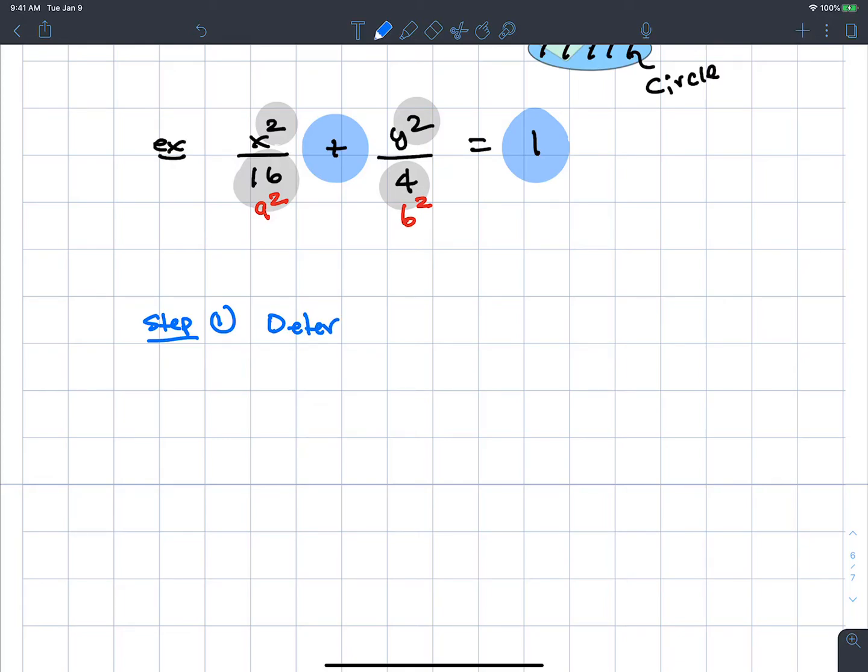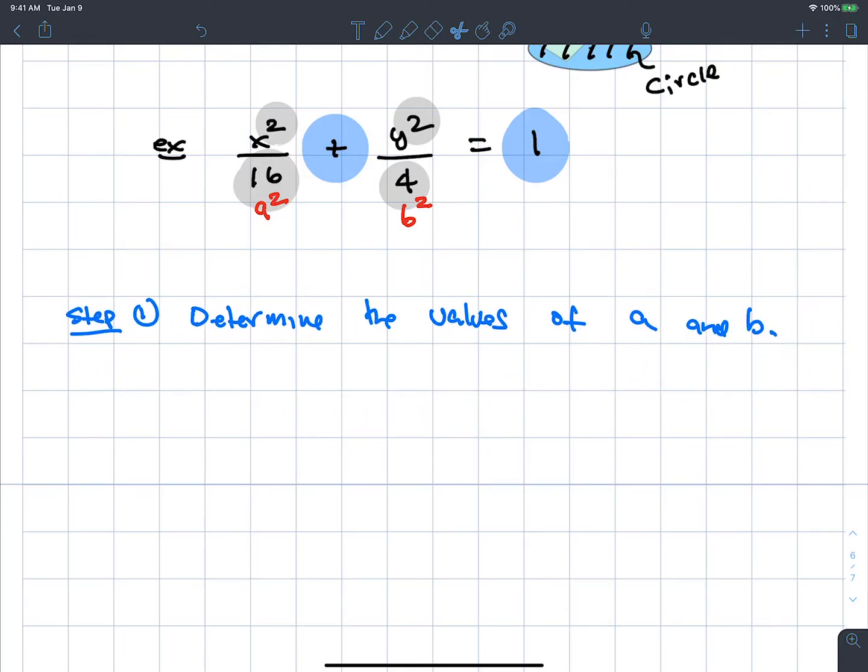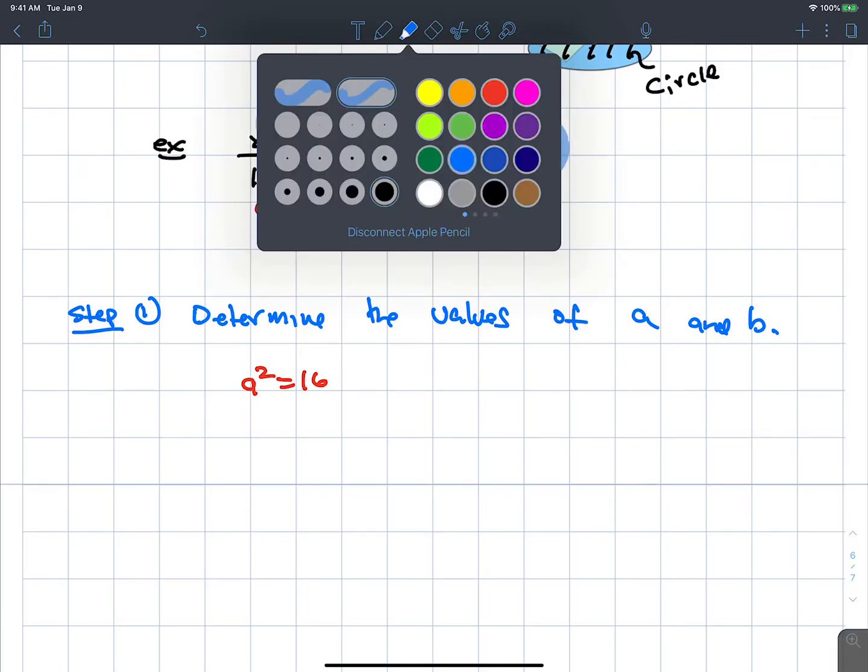Determine the values of a and b. So you're going to find those numbers. We don't know what they are, but you're going to locate them. You're going to find the values. And then you say, well, how do you find the values, Mr. Judge? Well, what you did before. A squared is 16 down here. This is your a squared value.